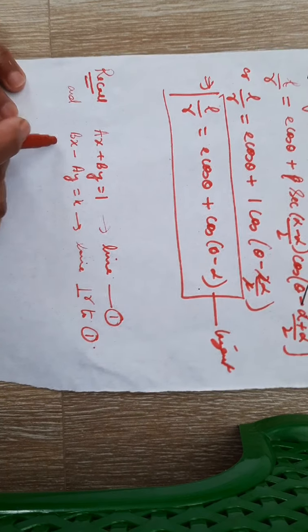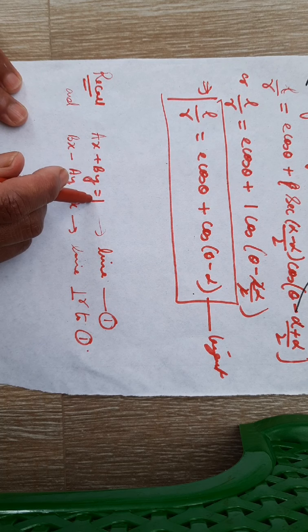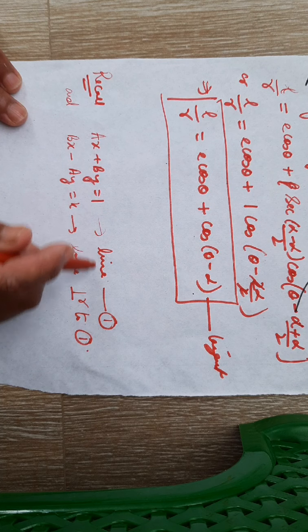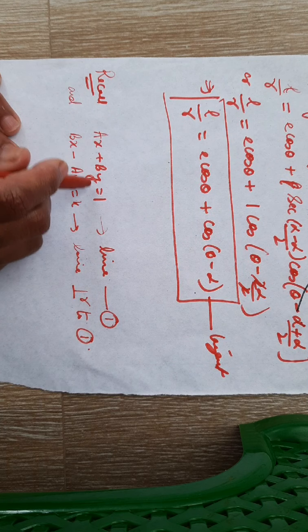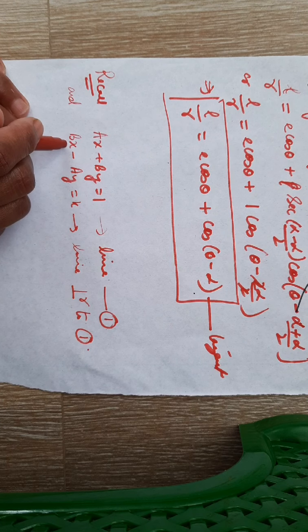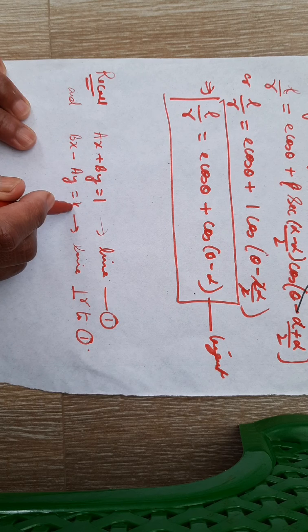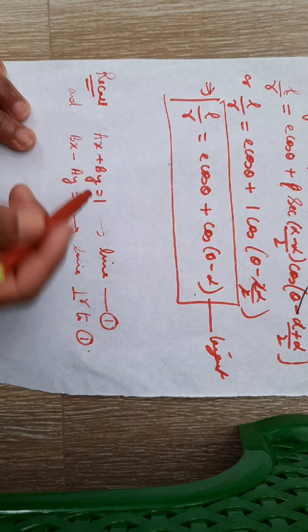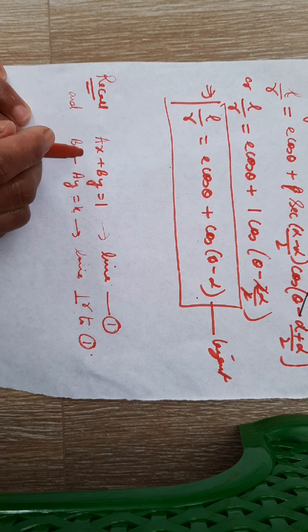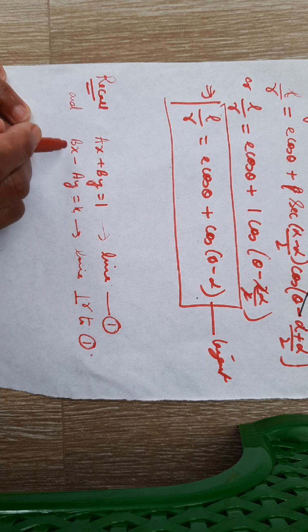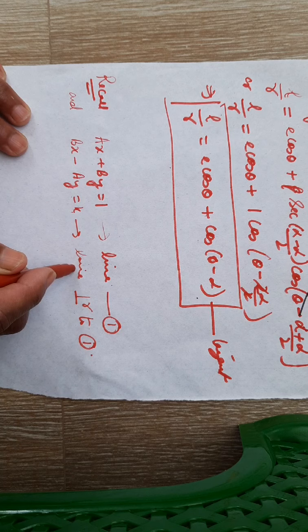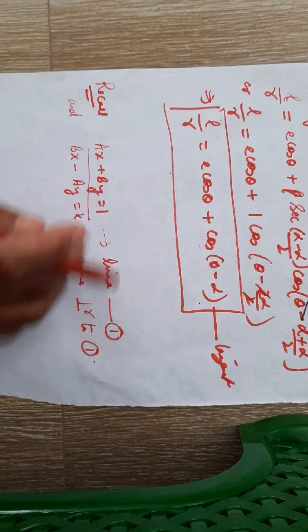Now let us recall this one. We know that ax plus by is equal to 1 represents the equation of a line in Cartesian form. And the equation of the line which is perpendicular to this one is given by the formula bx minus ay is equal to k, where k is a constant to be determined. So in Cartesian form, ax plus by is equal to 1 represents a line, and bx minus ay is equal to k will represent a line which is perpendicular to this one.